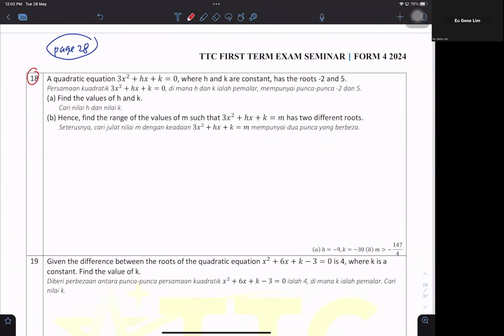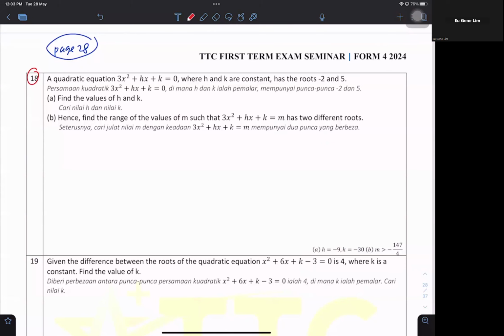Don't tell me chapter 2. Don't tell me quadratic. Of course I know this is quadratic, but quadratic has a lot of topics, right? Like those I showed you just now. Very good, very good. This is sum and product of roots. How do you know?